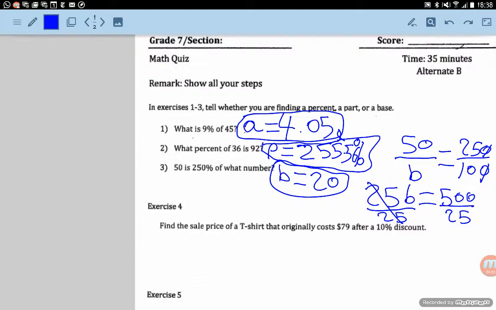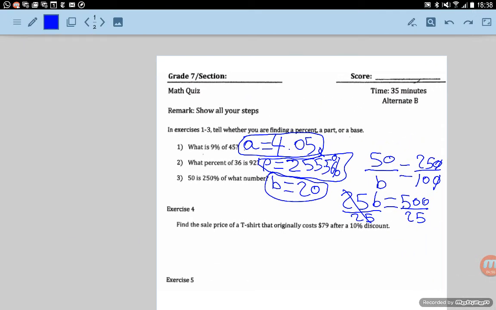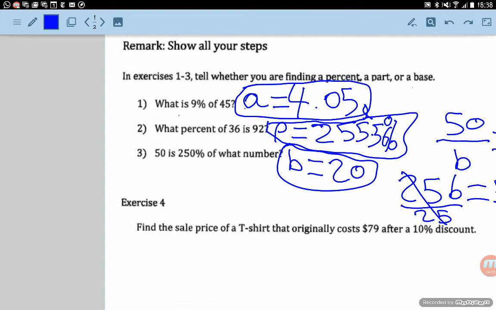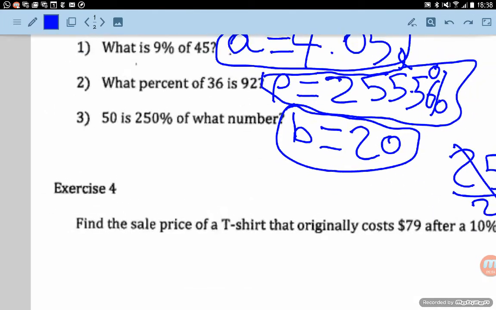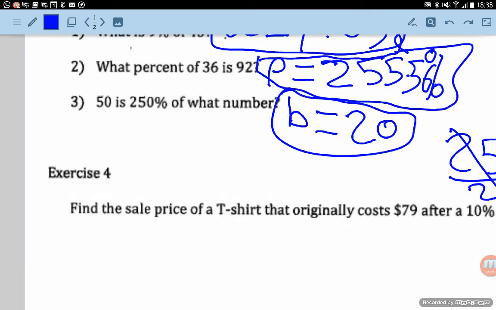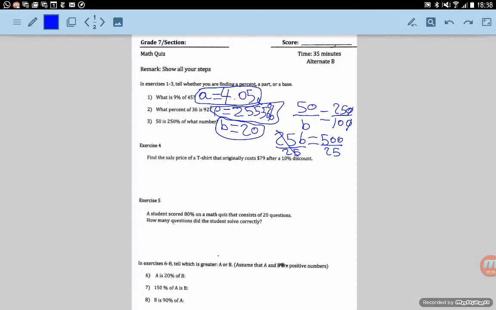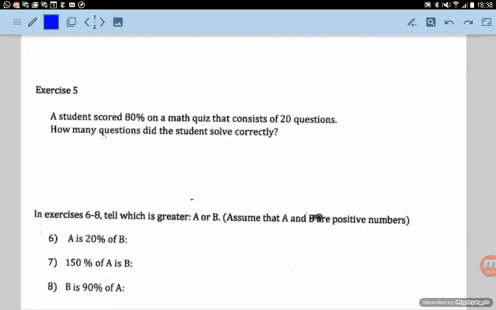And now we are going to do number 5. A student scored 80% on a math quiz that consists of 20 questions. How many questions did the student solve correctly?